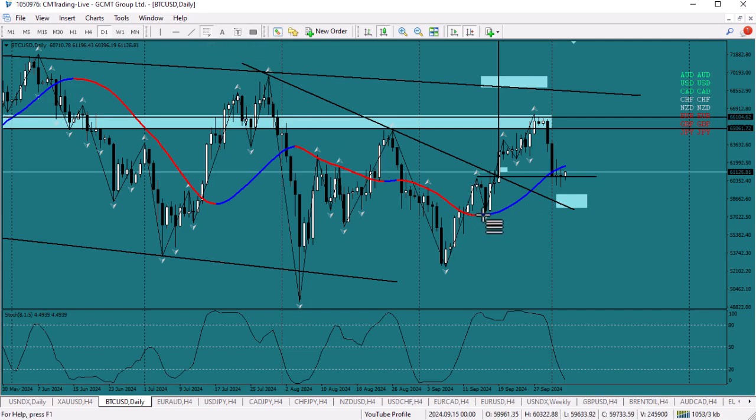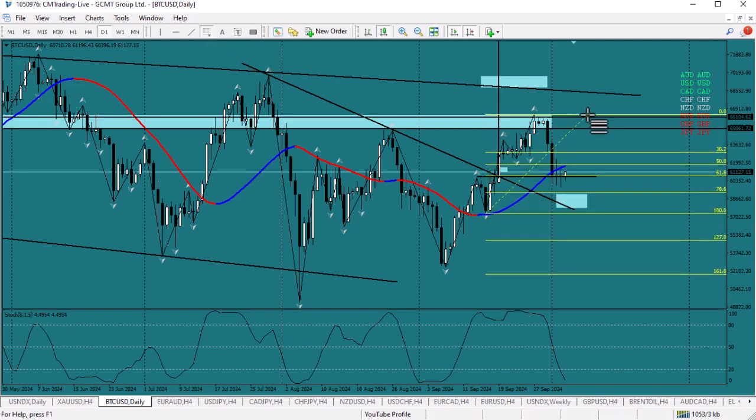However, when I look at Fibonacci's, it gets in very close to the 61% Fib of this last directional swing. So that makes me more positive towards it again. So that's the area here that we will have to watch.